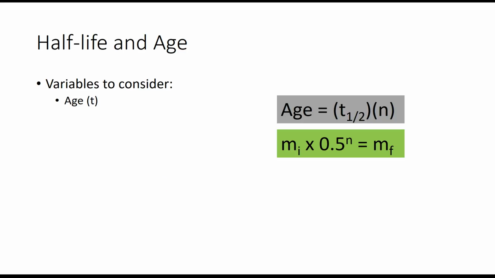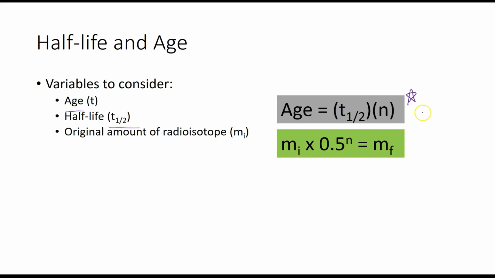First of all, the age, or t, often. I usually will just write it as age, though. We have the half-life itself, which is always written as t1/2. The original amount of isotope. So, this is the equation I just showed you, right here. Sometimes, in order to answer or use this equation, we need to use this one first to solve for our n.